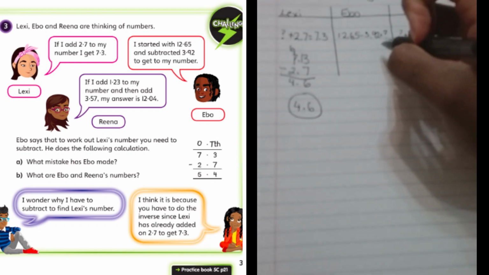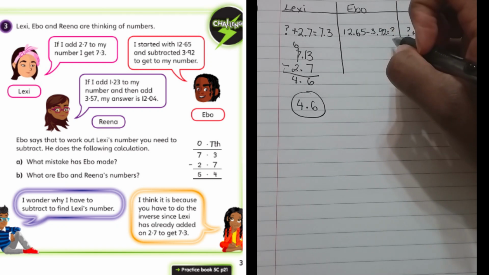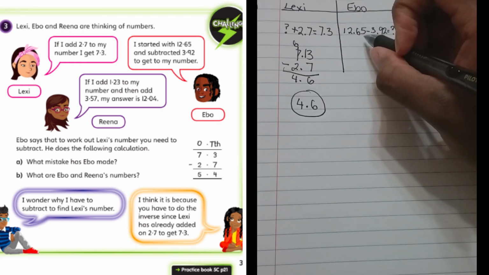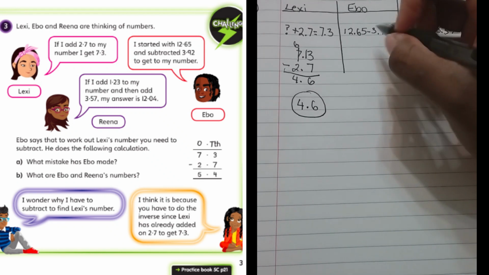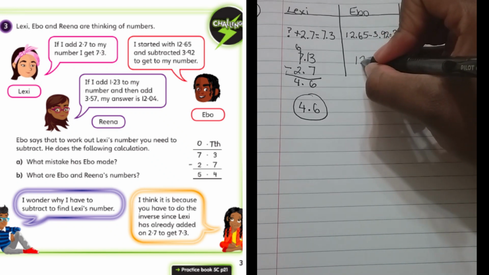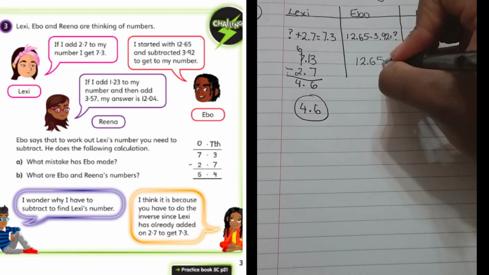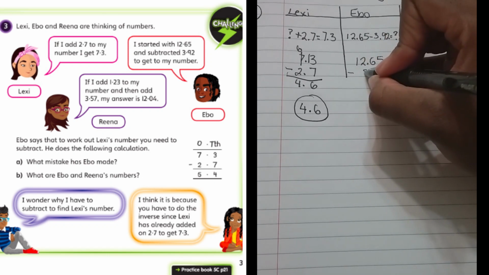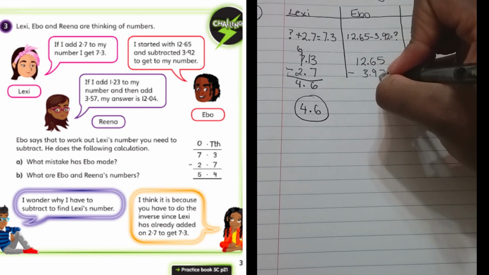Next, let's do Ebo's number. His is just a straight calculation. I don't have to do an inverse because he's given me the number sentence already. So I'm just going to stack it, 12.65, take away 3.92.